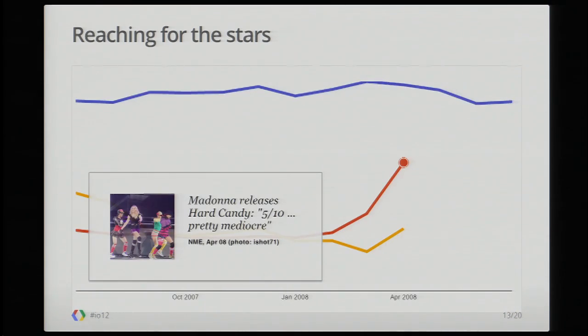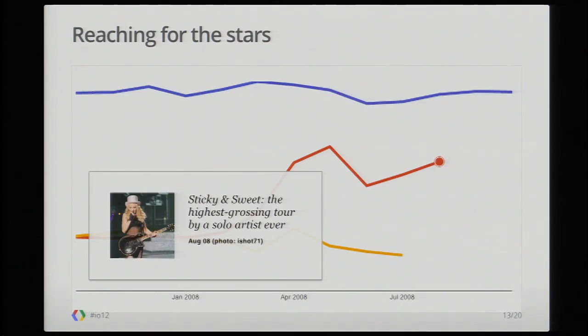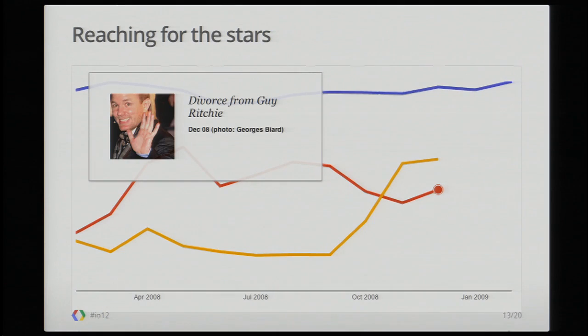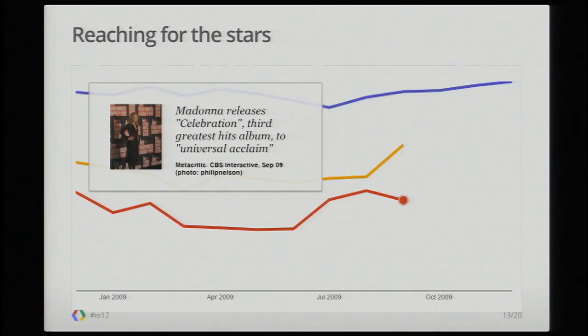So what happens at the beginning of Act 2? Madonna tries to recuperate. She releases Hard Candy, which was, I have to admit, not one of her best records, but still gaining some momentum. And then Sticky and Sweet, which was really an amazing tour worldwide. That was an awesome tour. But Beyonce quickly recovers, releases 3 consecutive #1 hits in the United States, and the divorce of Madonna from Guy Ritchie definitely did not help at this point in time.